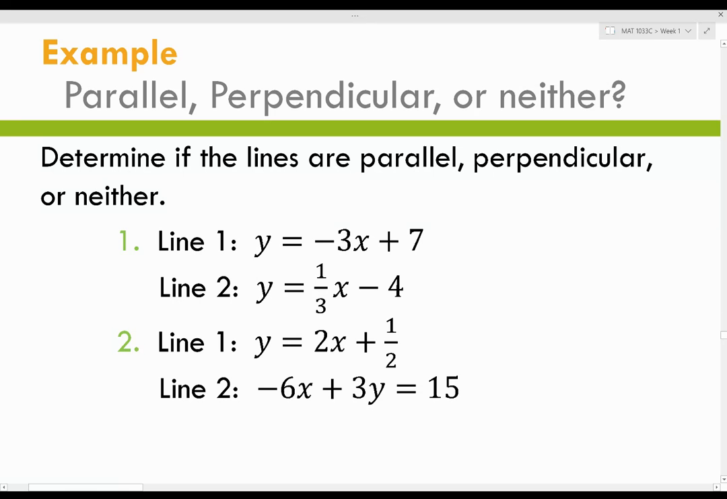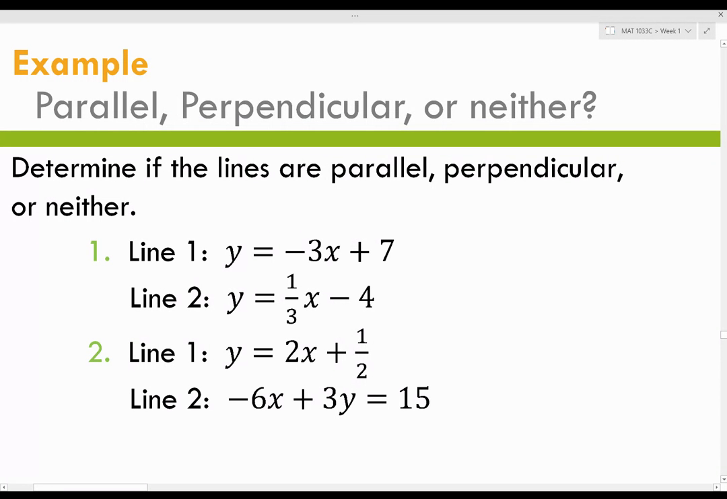Okay, so in this example, they say determine if the lines are parallel, perpendicular, or neither. Okay, so let's look at number 1. So line 1 is y equals negative 3x plus 7, and line 2 is y equals 1/3 x minus 4. Now, before you can determine if you have parallel, perpendicular, or neither lines, remember that your lines must be in slope-intercept form in order for you to make that distinction.